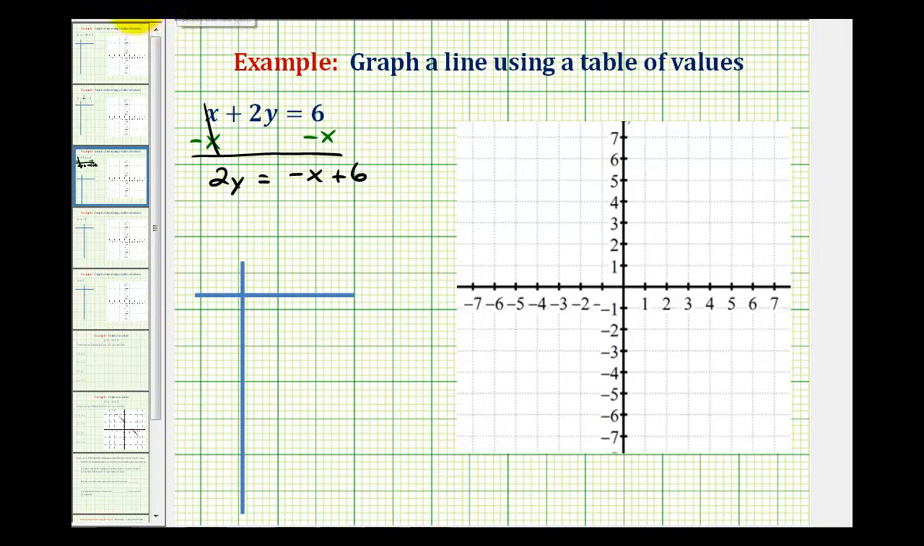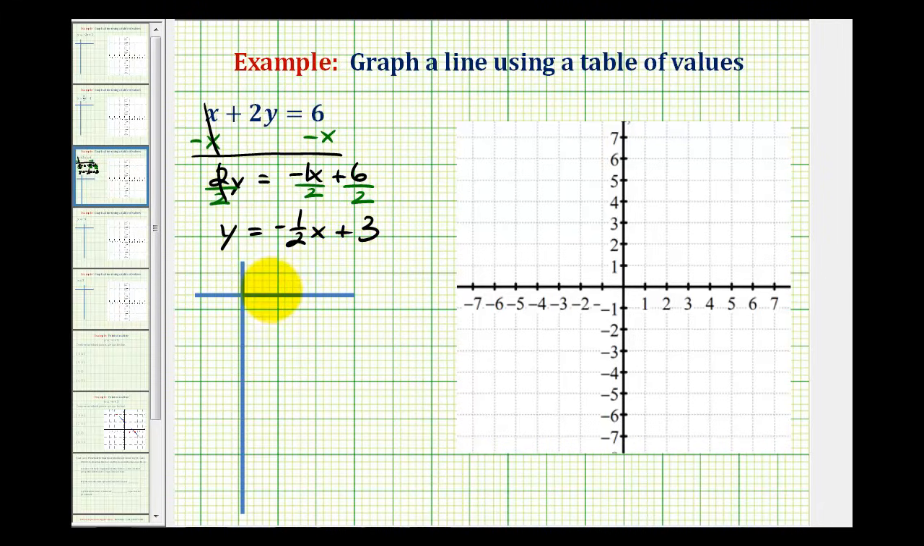And then the last step to solve for y would be to divide everything by 2. So we'll divide this by 2, this by 2, and this by 2. So now we'll simplify, and the equation we'll use to complete the table is going to be y equals, instead of negative x over 2, I'm going to write this as negative 1/2 times x, and then 6 divided by 2 is equal to 3.